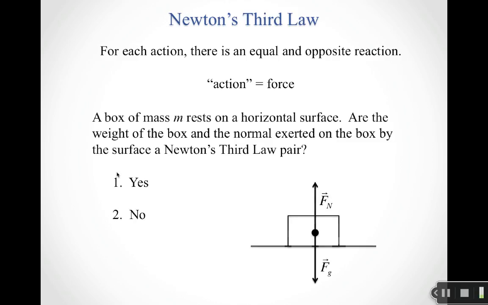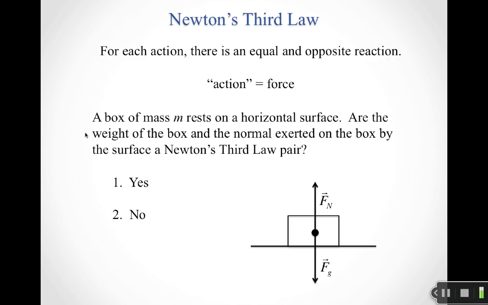So let's think about this simple situation here. We've got a box of mass m, here's our box, resting on a horizontal surface. The weight of the box, here's the weight pulling down, and the normal force exerted on the box by the surface. Are they a Newton's third law pair? So the question is, do these two forces constitute this third law pair that Newton's talking about up here? Is one of these a force that the other one is an equal and opposite reaction to? Take a second, pause the video, think about it, and come up with an answer. When you're ready to go, we'll come back and keep moving on.